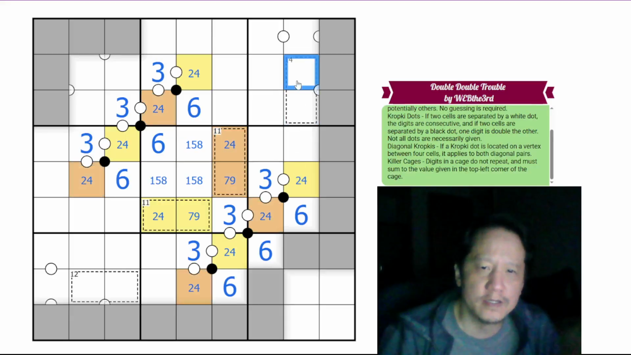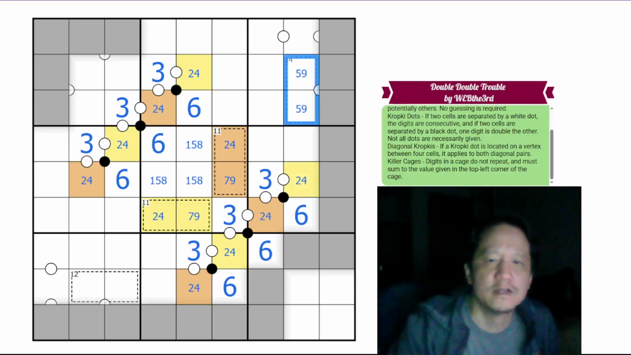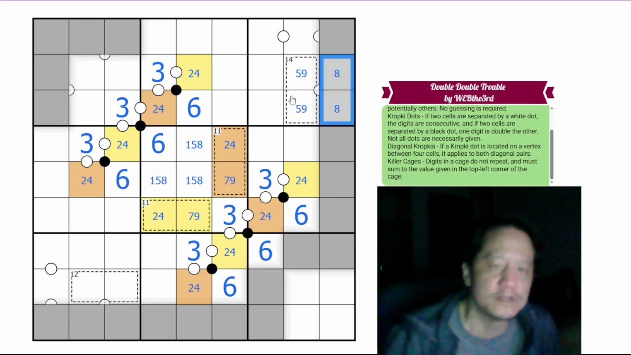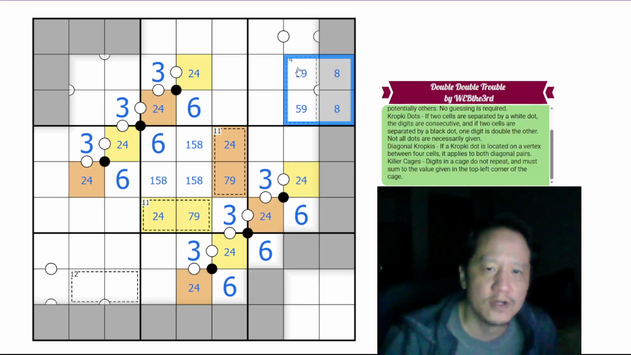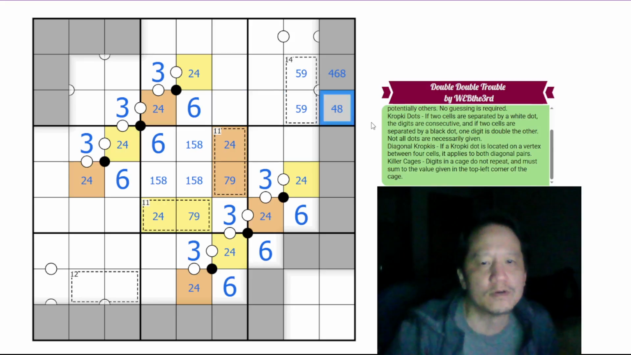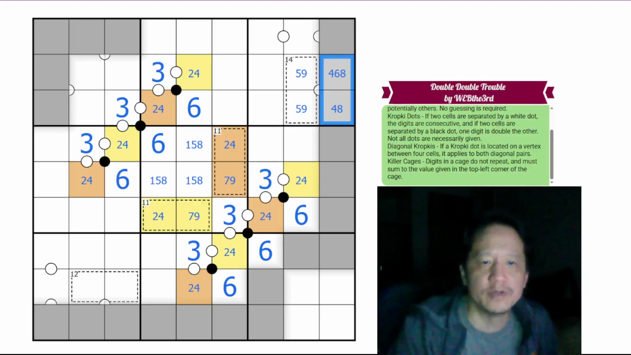This is 5 and 9, or 6 and 8. Cannot be 6 here because of the 6 in the column. So this is 5 and 9, which is 9 is consecutive with 8. So one of these is 8 to be consecutive here. 5 is consecutive with 4 or 6. So 6 cannot be here because of 6 in the row. And we are guaranteed an 8 has to be here.